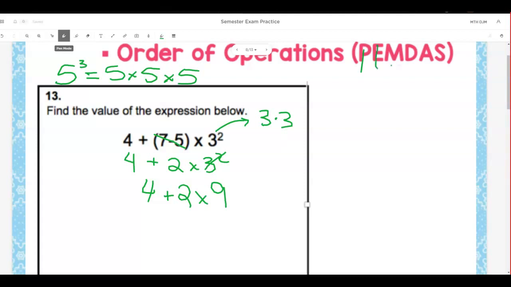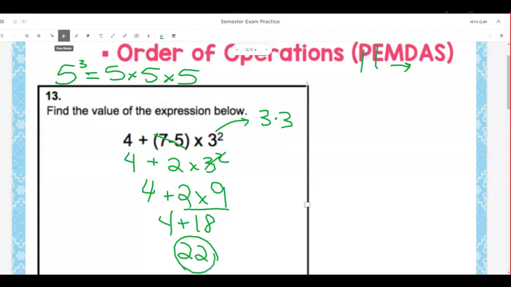Let's move on to multiplication or division from left to right. What numbers do you see? 2 times 9. Good, 2 times 9 is 18. Bring down the plus, bring down the 4. All right, finally, we don't have any more multiplication or division. We're just going to finish up. 4 plus 18 is 22.